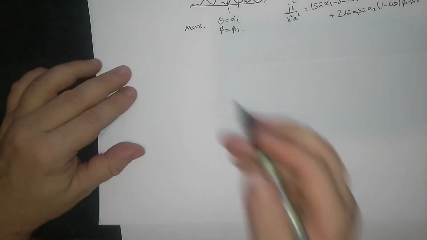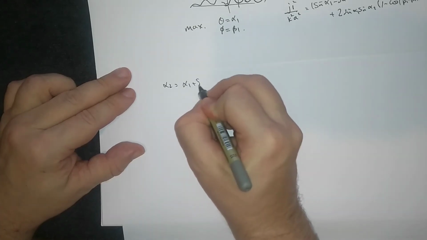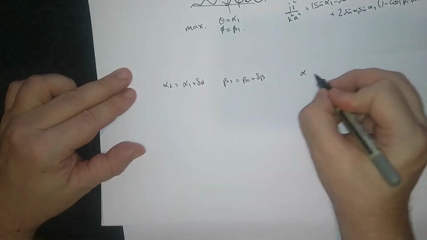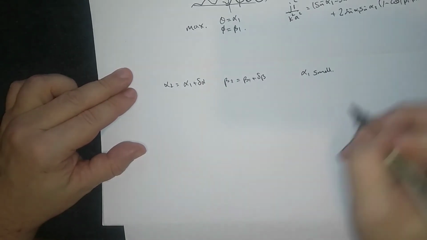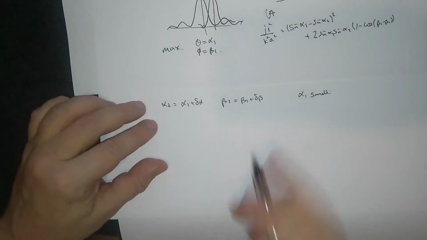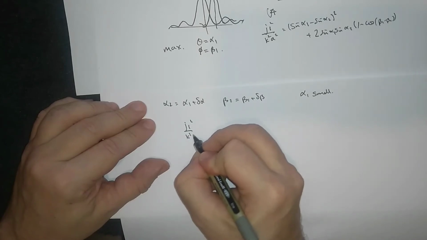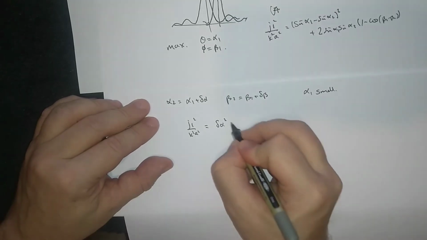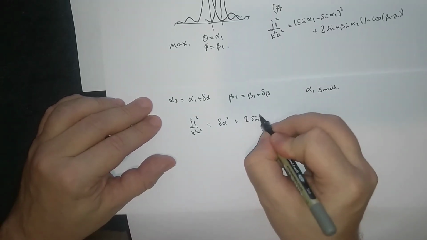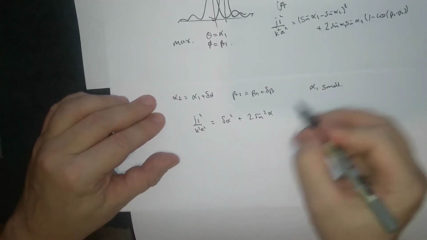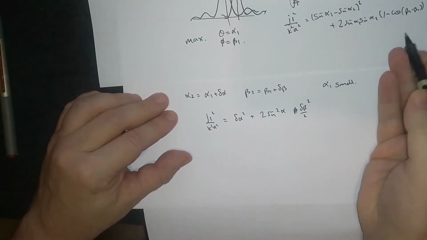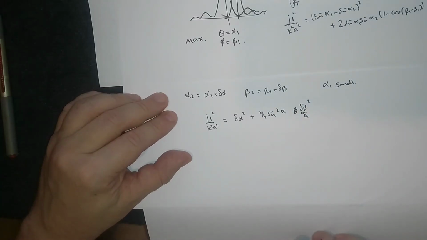Okay, we're going to assume that alpha 2 is alpha 1 plus delta alpha, beta 2 is beta 1 plus delta beta, and alpha 1 is small. So this condition here gives me J1 squared over K squared A squared. That's essentially alpha 1 minus alpha 2 all squared, so that's delta alpha squared. We have 2 sine squared alpha. And here we use beta 1 minus beta 2, so that's delta beta all squared over 2 from the power series expansion. So we have that.